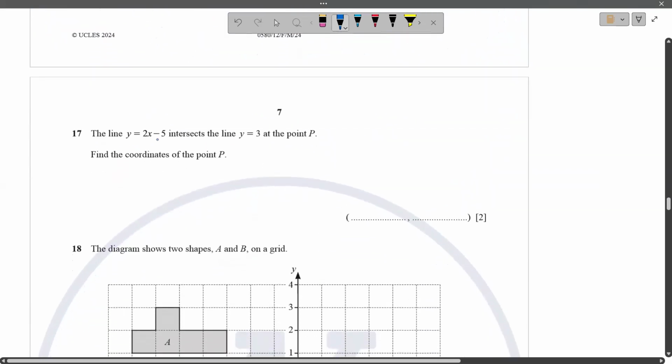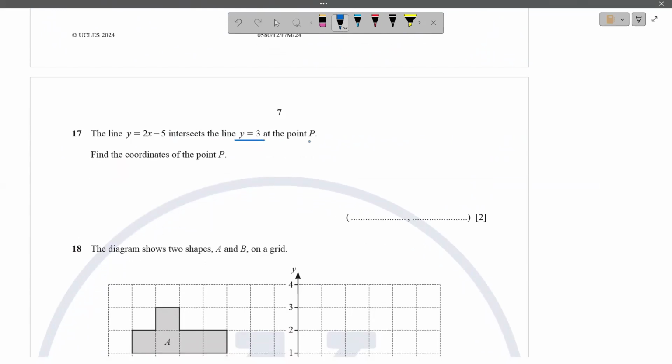The line y equals x minus 5 intersects the line y equals 3 at a point. So here I can just substitute y with 3 to get the value of x. So 2x will be equal to 8. So x equals 4. So it's 4 and 3.